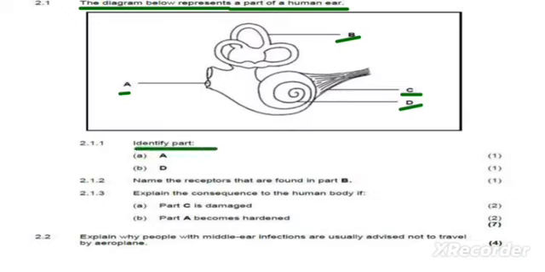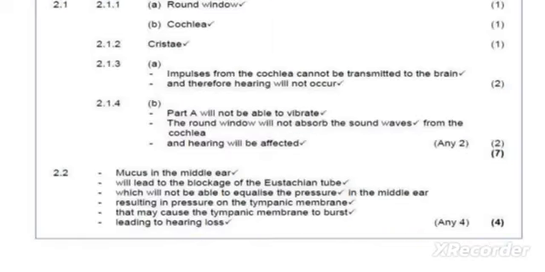Identify part A. Part A is the round window, because the first window there is the oval window, the last one is the round window. And then identify part D. Part D is the cochlea. And name the receptors that are found in B. The receptors that are found in B are cristae, right? So if you didn't know this, just go to the textbook and read these things.